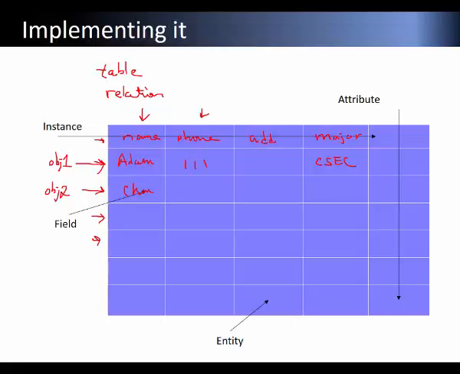This is what we call a relation. Adam, 111, and CSEC, those three values are related and therefore constitute object 1. And other values are related and also constitute another object. Okay.